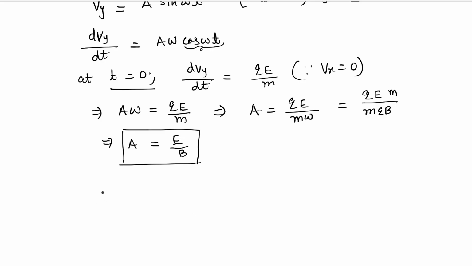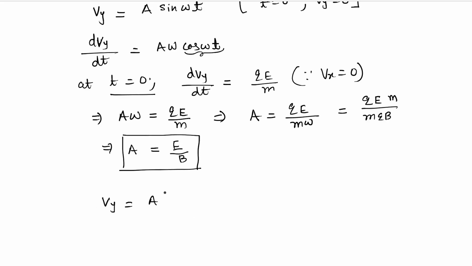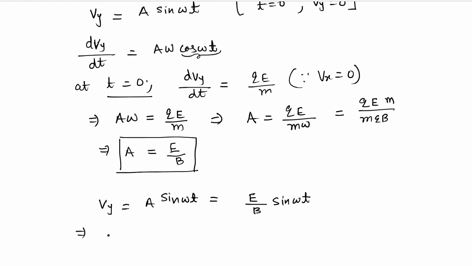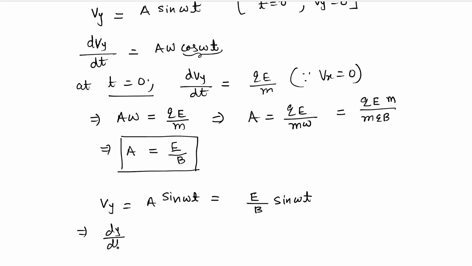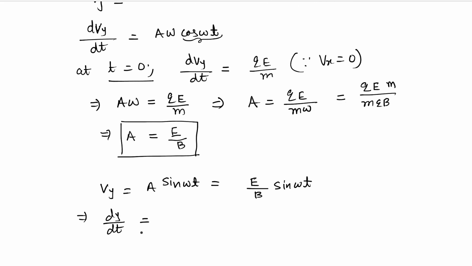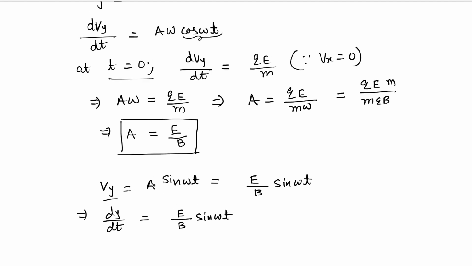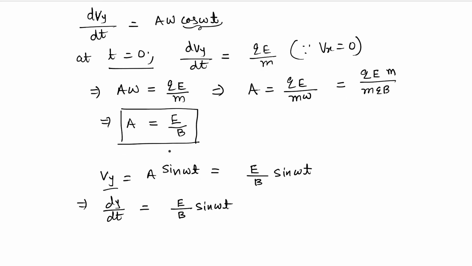Okay, so we can write Vy equal to A sine omega t. That's what we assumed. Now A we know is E by B, so Vy is E by B sine omega t, and Vy is nothing but dy by dt, because all we needed was an expression for Vy so that we can compute y, and the maximum height that it can gain is the distance between the two plates. So to compute Vy, we had to compute the omega and then A, and using the boundary condition we did that.